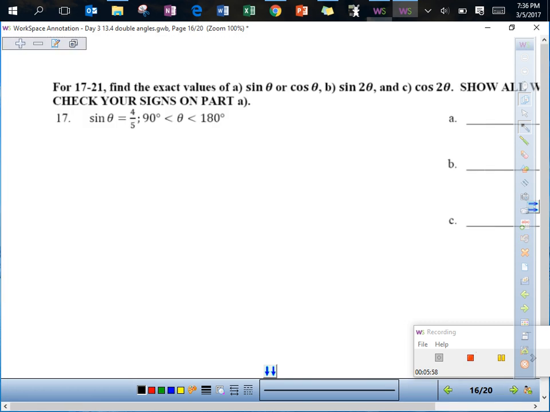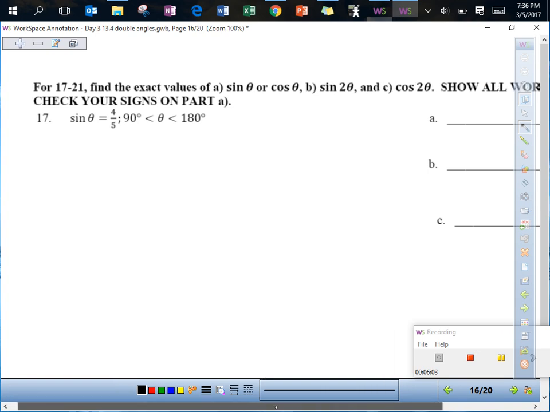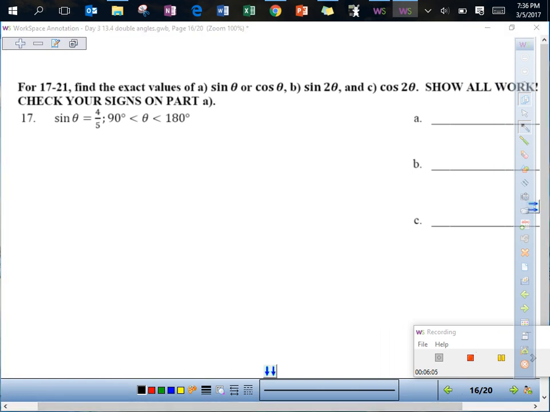So guys, if you would, pop over to your number 17. I'll kind of click through these. I don't know that you'll need all the examples, but I'll sure show them to you. It says find the exact values of sine theta or cosine theta, so whatever you're given, find the other. And then on part B, we're going to find sine of 2 theta. And then we're going to pause and find the value of cosine of 2 theta. And of course, show all your work. Here's where we want you to start.